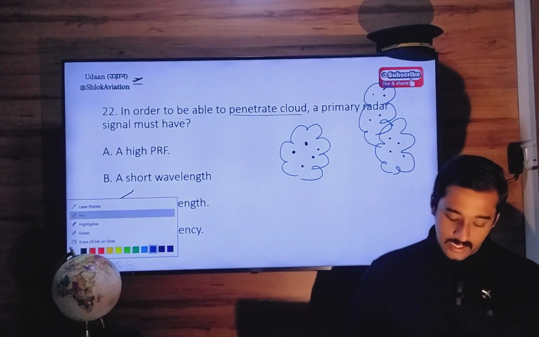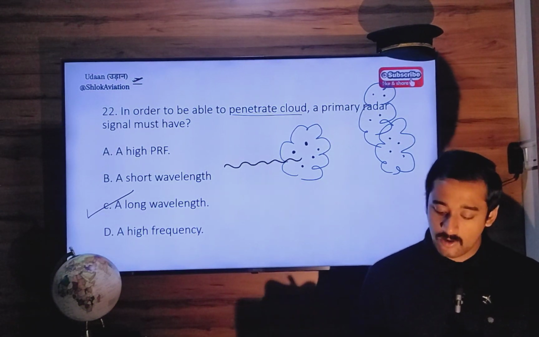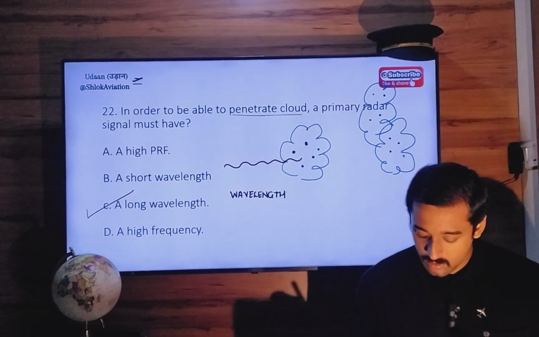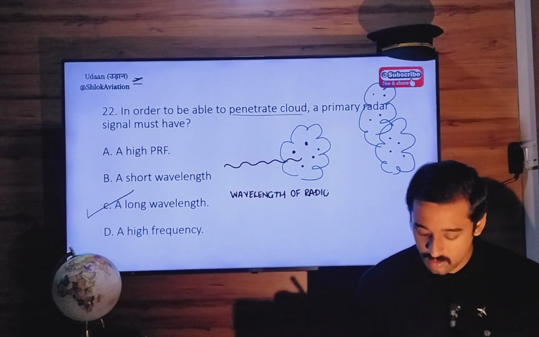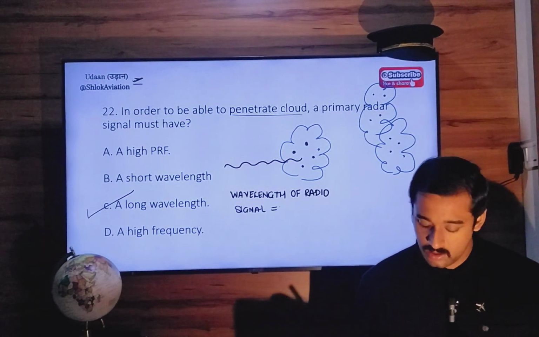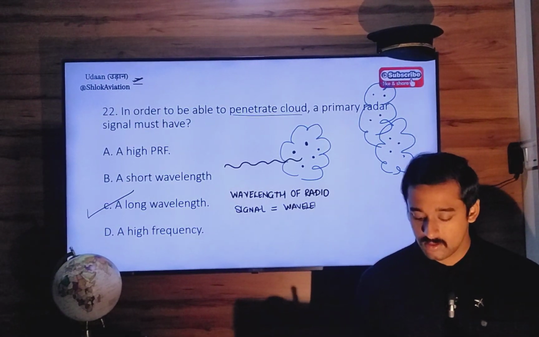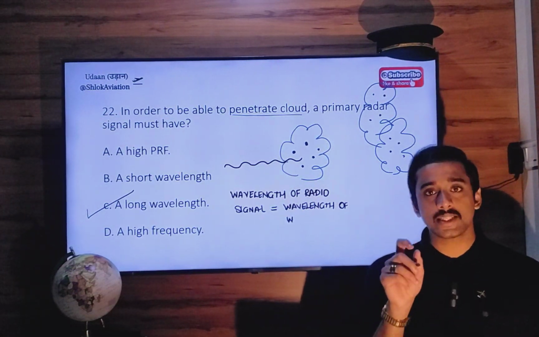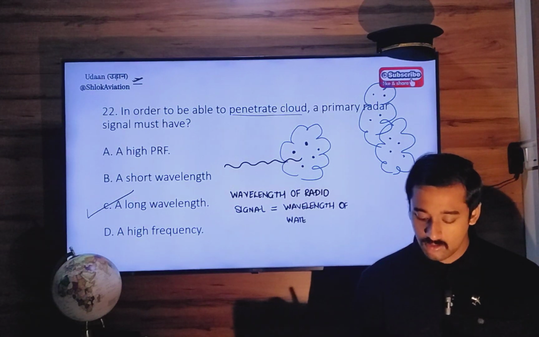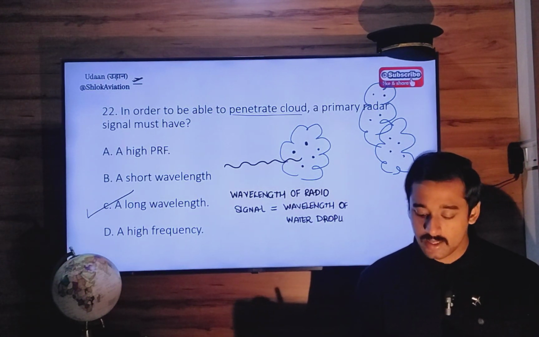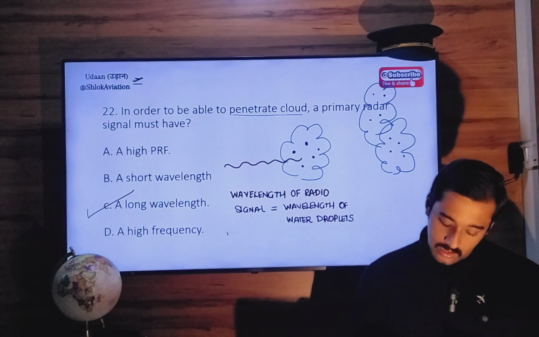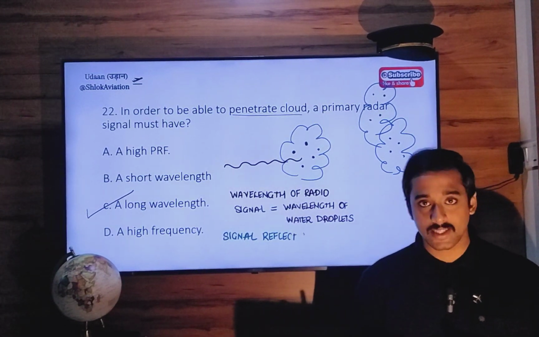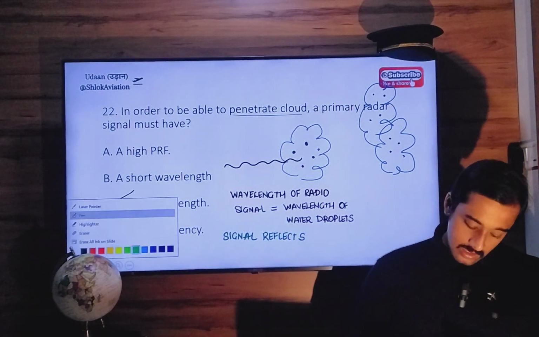Now, if the wavelength of the transmitted signal is equal to the wavelength of these water droplets, that means the radio signal is as large as the water droplets, the signal will get reflected. The signal reflects.